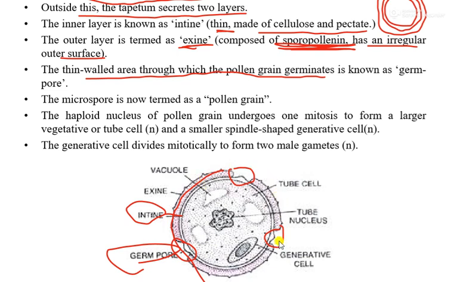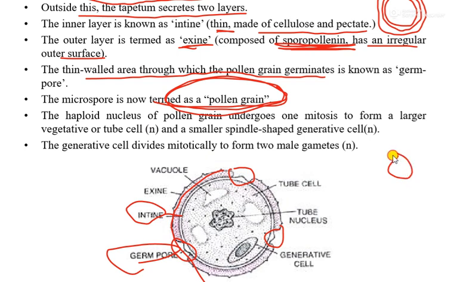Now see, there are so many changes in our microspore that we have studied. Now we will not say this as a microspore. We will change its name. Its name is now changed to pollen grain. So this is the pollen grain, and the pollen grain will germinate through these germ pores via a pollen tube.